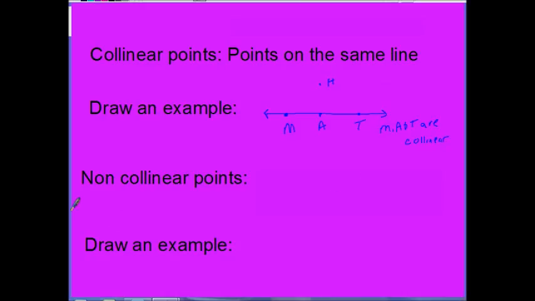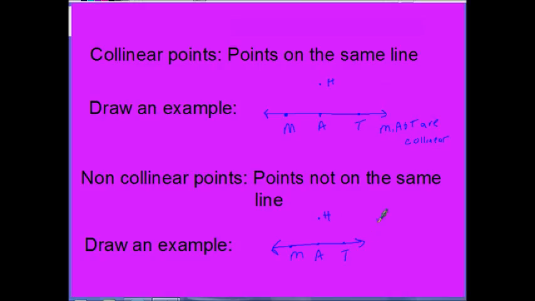Now, non-collinear points are points that are not on the same line. For an example of that, we can use that exact same picture. If you were to try and connect those points, there would be a kink in your line. So again, here's our same picture. We can say points M, A, and H are non-collinear, because when you try and connect M, A, and H, there's a kink in the line.